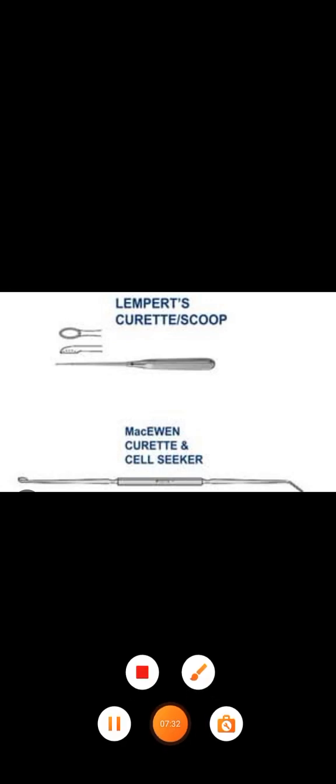Okay, now let's move forward to the other instrument, that is Macewen's curette and cell seeker. Here you can see that it has a handle in its center, and it has two ends, one end is somewhat probe-like and the other end is somewhat spoon-like. Here you can see in a zoomed out picture that it has one somewhat spoon-shaped end and a probe-like other end. Again you can see here that this is Lempert's curette or scoop that has a handle with striations, and on its tip it has somewhat spoon shape, and this is Macewen's curette and cell seeker.